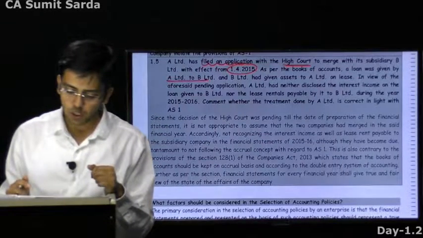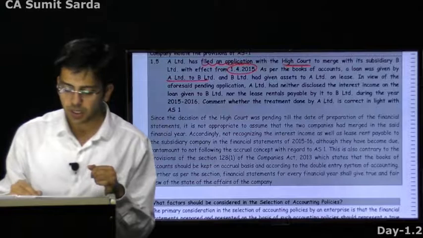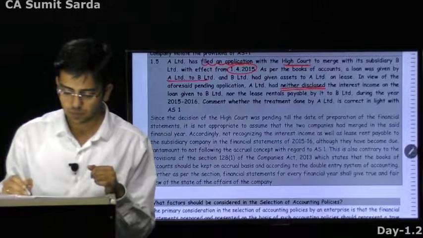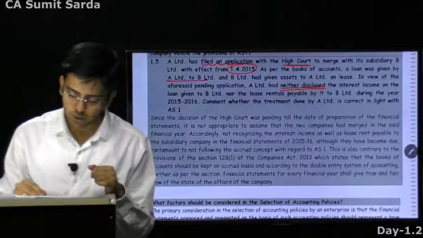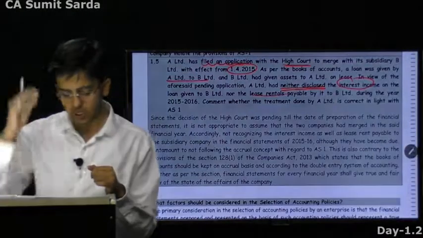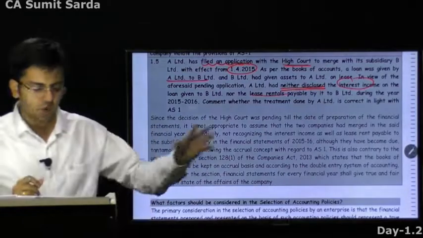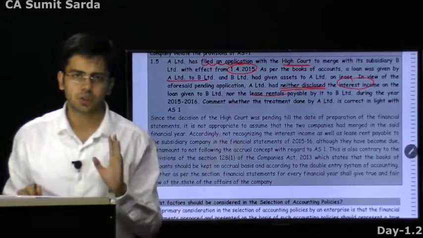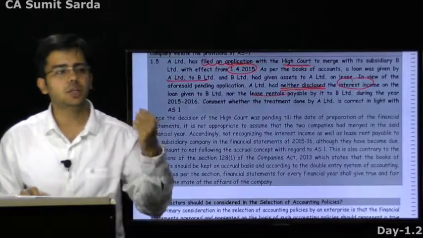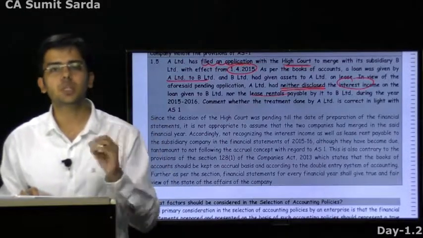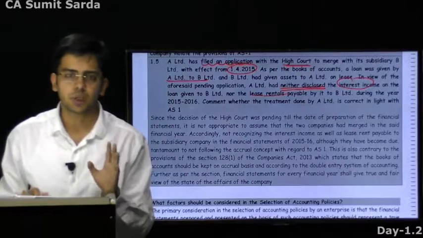In view of the aforesaid pending application, A Limited neither disclosed interest income nor lease rental. Now A says, we have filed an application for the merger of the company. It is supposed to merge in us. For the year end, we haven't shown any interest income, neither have we shown any lease rental paid. So is the treatment correct?